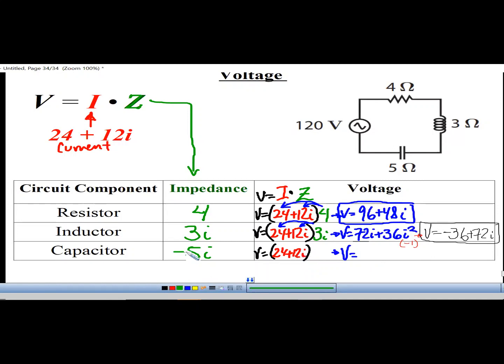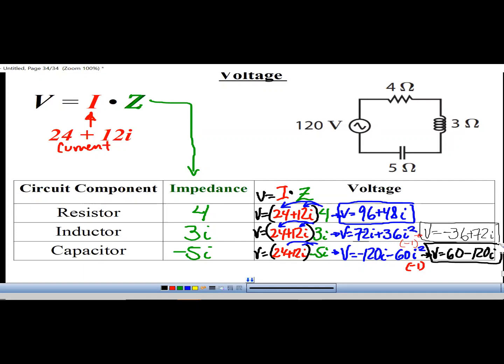All right, let's see what we got. The impedance is -5I. If we distribute that, -5I times 24 is -120I. And -5I times 12I is -60I squared. But what do we know? We need to substitute what? -1 in here. Therefore, my voltage going through the capacitor is -60 times -1, that's 60, and then -120I. And that's how you compute the voltage for each component.